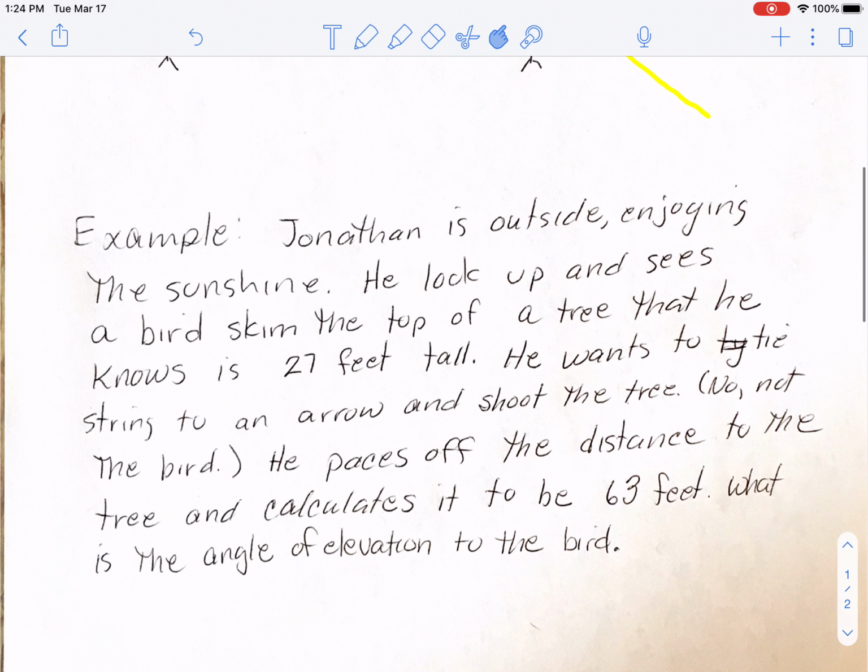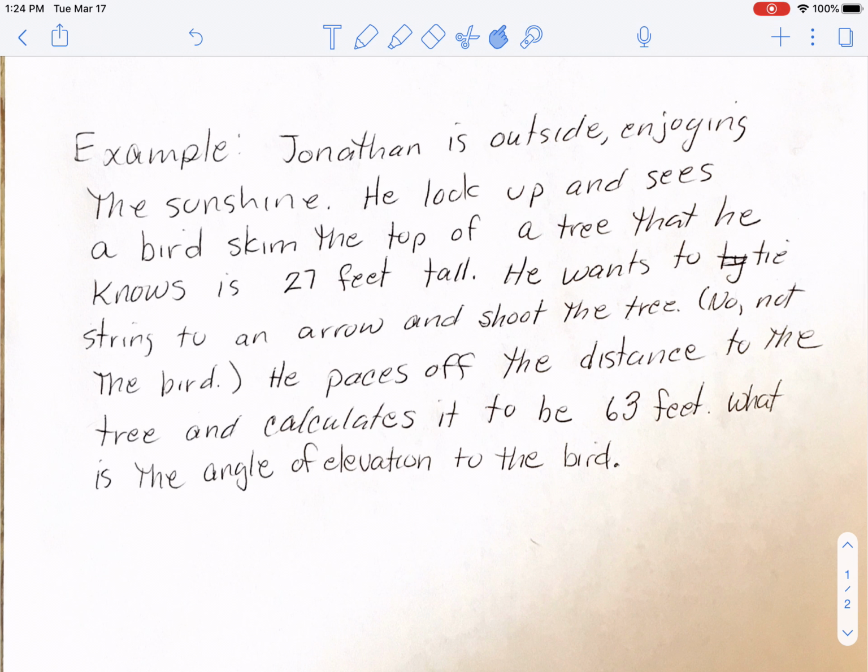So here we go. We have an example. I made this one up. I'm kind of proud of myself. We have Jonathan. He's outside looking at the birds because he's out of school. And he noticed this bird just skims right across the top of this big old tree in this yard.